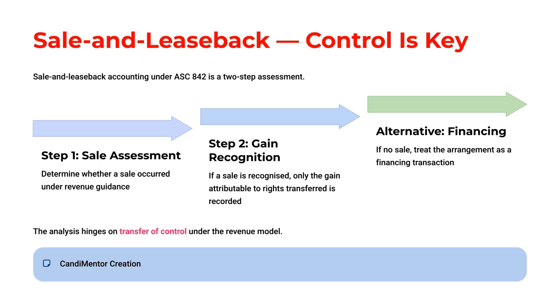Sale-and-leaseback. Control is key. Sale-and-leaseback accounting under ASC 842 is a two-step assessment. First, determine whether a sale occurred under revenue guidance. If a sale is recognized, only the gain attributable to rights transferred is recorded. If no sale, treat the arrangement as a financing transaction. The analysis hinges on transfer of control under the revenue model.